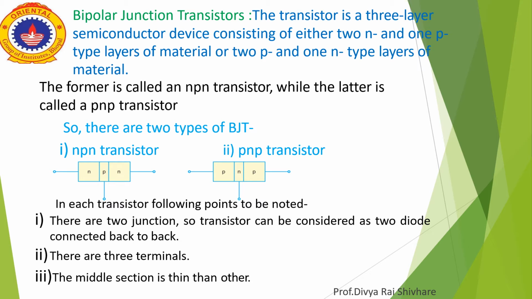Now in each transistor, following points to be noted. First one, there are two junctions. So transistor can be considered as two diodes connected back to back. Second one, there are three terminals, and third one, the middle section is thinner than the others.